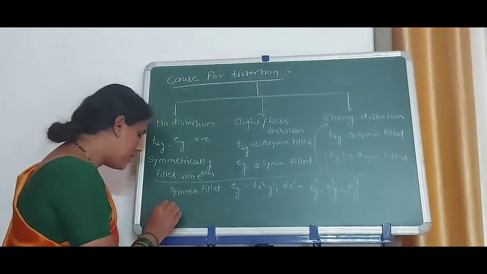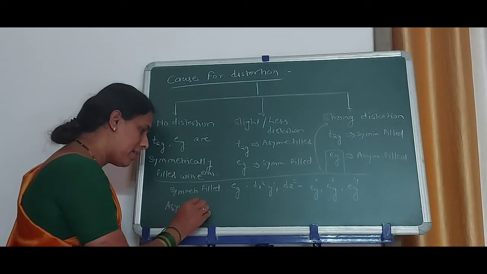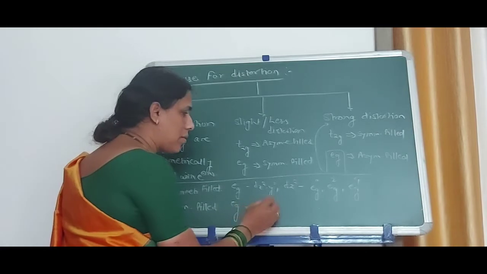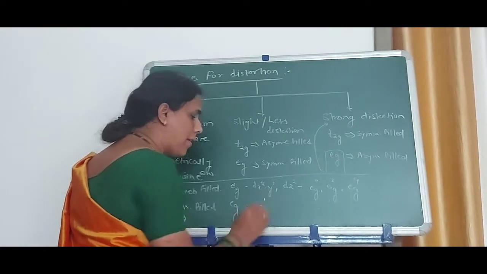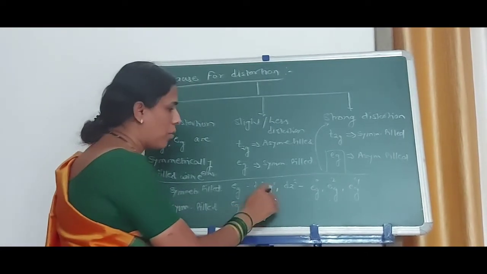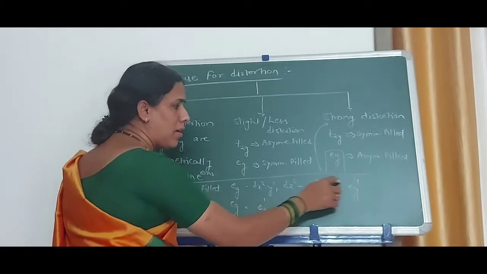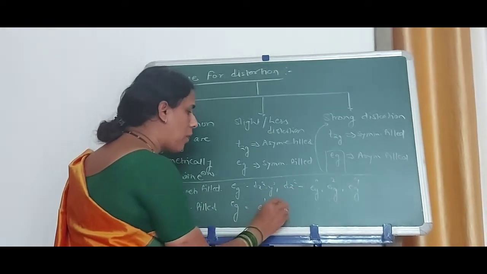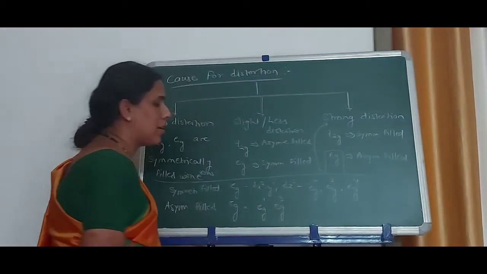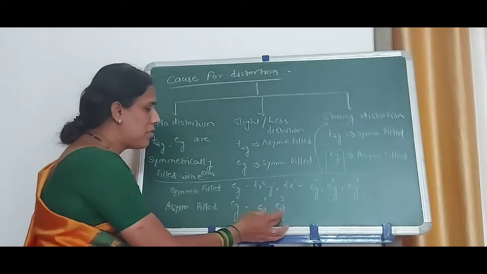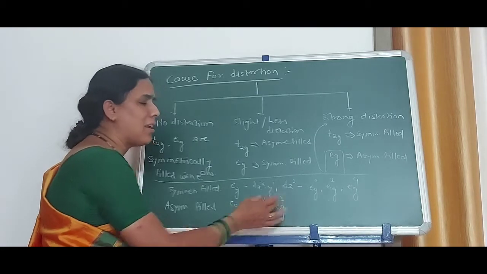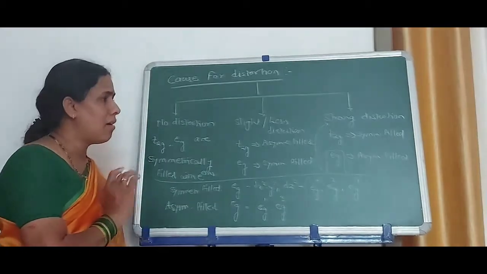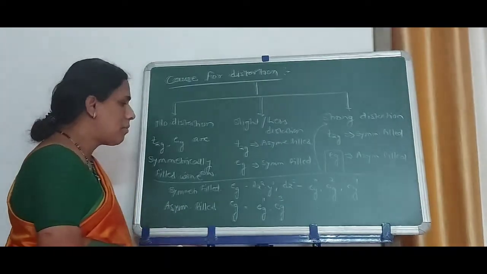And asymmetrically filled Eg orbitals, that is equal to Eg 1 and Eg 3. How many orbitals? 2. Therefore, half filled, completely filled, empty, whatever may be the remaining, Eg 1 and Eg 3. When the Eg orbitals are filled with 1 and 3 electrons respectively, at that time it is called asymmetrically filled orbitals. Now, what about T2g?